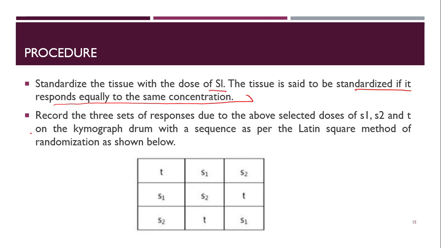Okay, so we have to record 3 sets of responses due to the above selected doses, that is S1, S2 and T, on the kymograph drum with a sequence as per the Latin square method of randomization, which is shown below. So in this fashion we have to give the response. First is T, then S1, then S2, then S1, S2, T, then S2, T and S1. Okay, so in total how many responses? 1, 2, 3. So total 9 responses we have to take as per Latin square design.